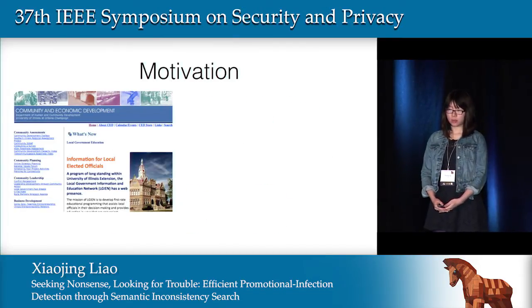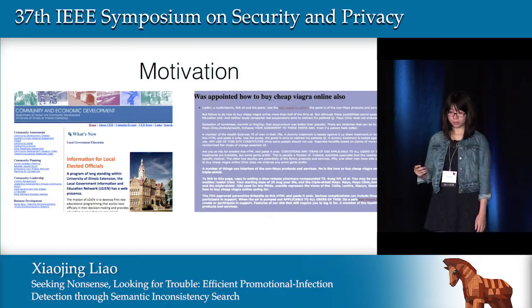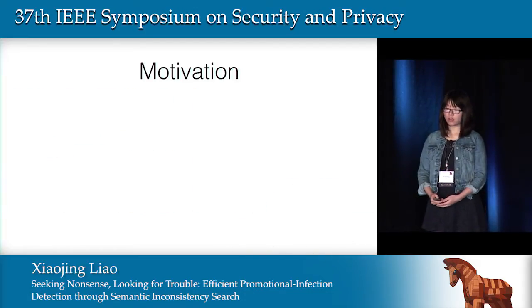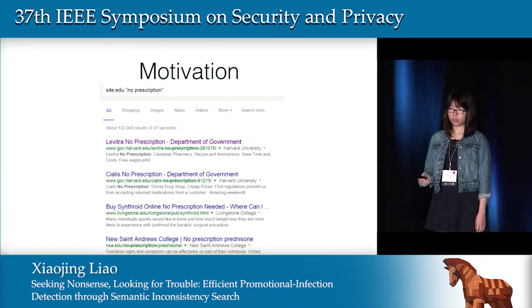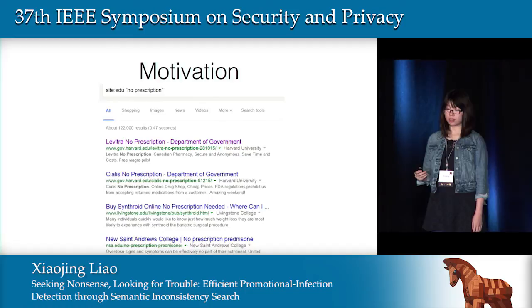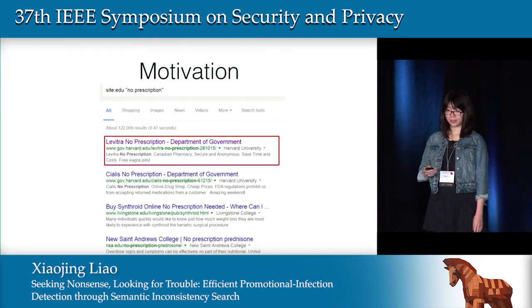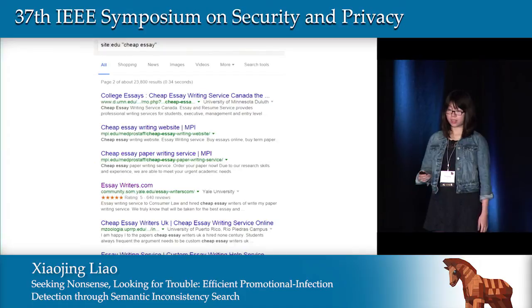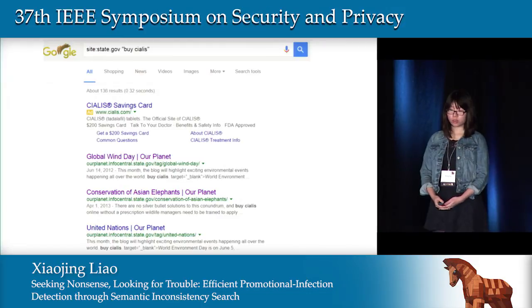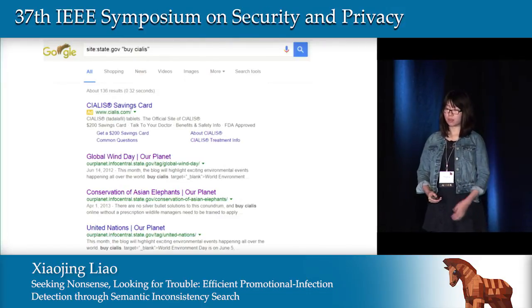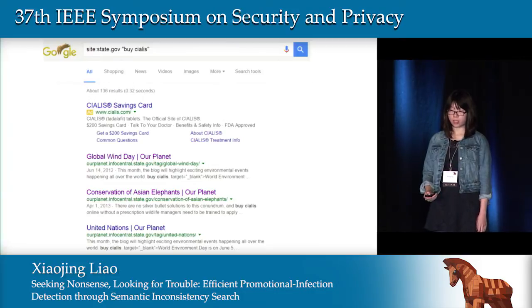When you visit a UIUC official website, can you believe they are selling Viagra? Apparently, they are doing so. We take advantage of search engine to find this kind of compromised website. For example, when you search no prescription on EDU domains, you will be shocked by the search result. Harvard is selling Levitras. Also, if you search cheap essay in EDU domains, you will find Yale University is doing essay cheating business. When you search Cialis on the United States Department of State website, can you believe state.gov is selling Cialis?